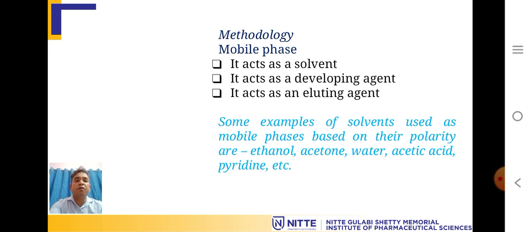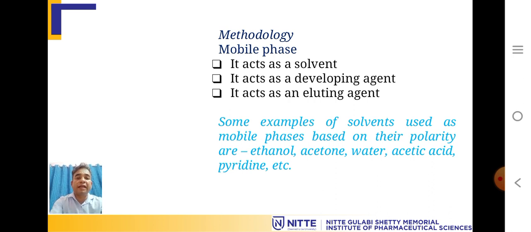what is the role of the mobile phase? When you are using a mobile phase, it is not only acting as an eluting agent. Apart from that, it acts as a solvent, and it acts as a developing agent, and it acts as an eluting agent. So the mobile phase acts as a solvent as well as a developing agent, and as an eluting agent. What does it basically mean?